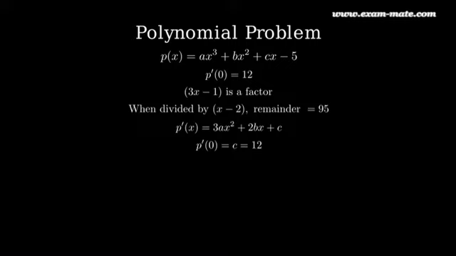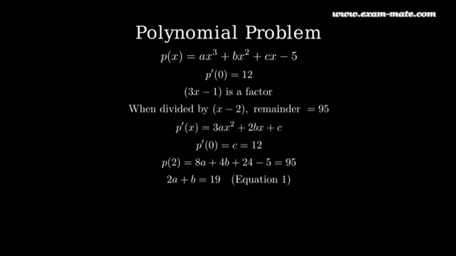Next, let's use the remainder theorem. When x equals 2, p of 2 equals 95. This gives us the equation 8a + 4b + 24 − 5 = 95. Simplifying, we get 2a + b = 19. This is our first equation.